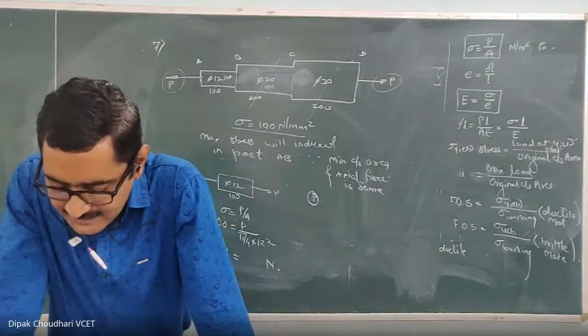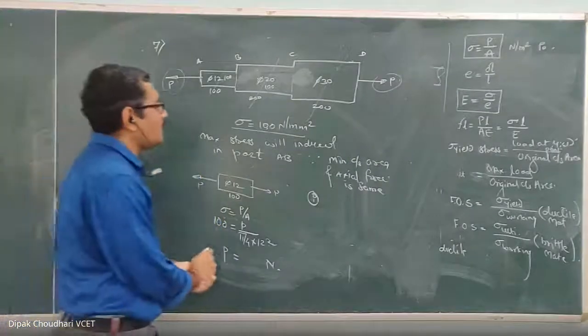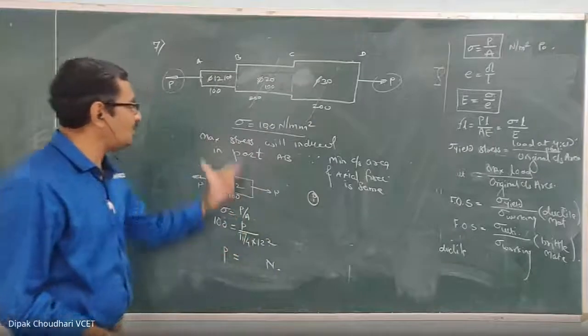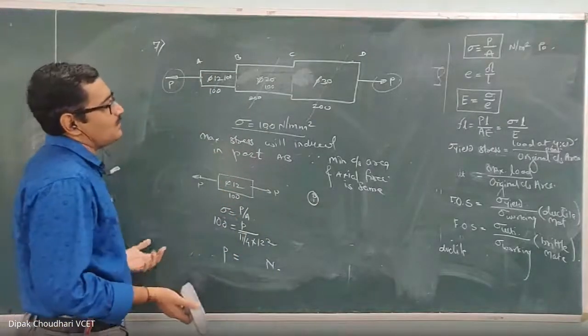Here, determine the maximum axial pull to which the bar may be subjected if the maximum stress is limited to 100 Newton per millimeter square. Also find out the total elongation, E equal to 2 into 10 raised to 5. You have to calculate the total elongation corresponding to this force P.